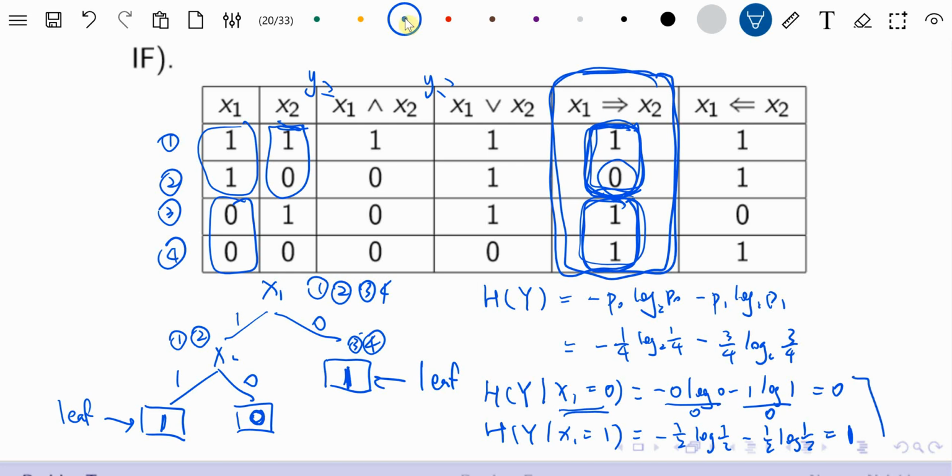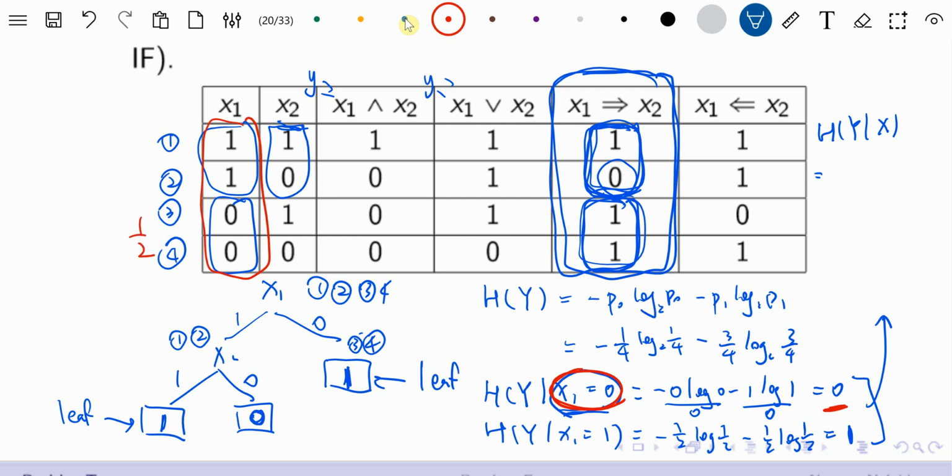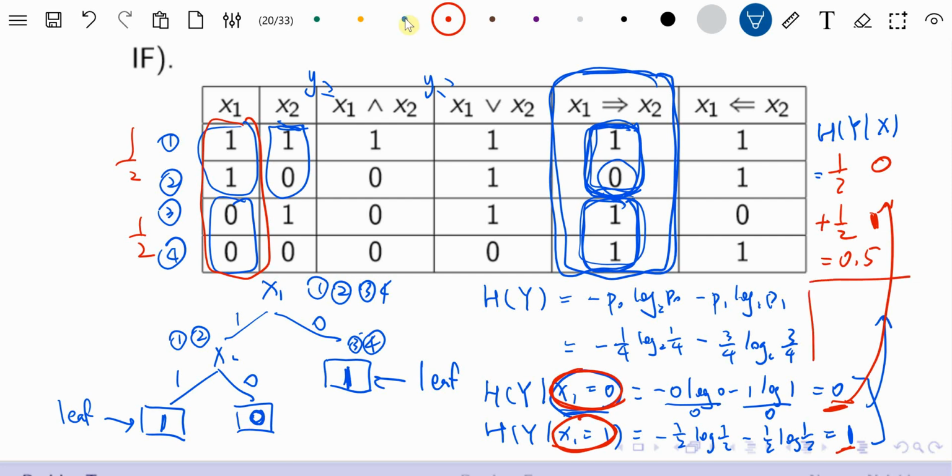Then the next thing we need to do is find the combined H(y given x), which is just the probability of each case happening times its entropy. The probability of x1 being 0: if you look at this data set, half of it is 0, the other half is 1. So you multiply half by the number 0 here, plus another half for x1 being 1, where the number is 1, so you get 0.5. At the end, the final information gain is H(y) minus 0.5.